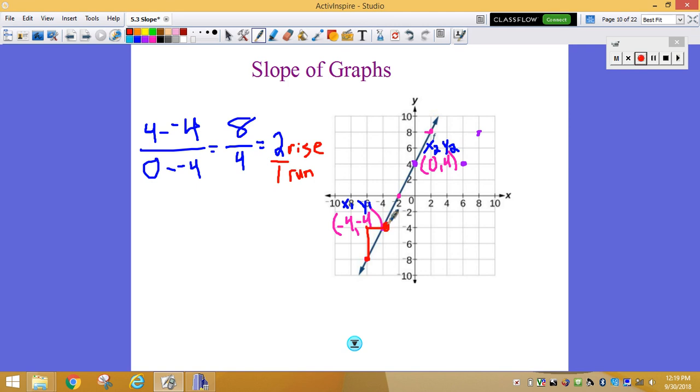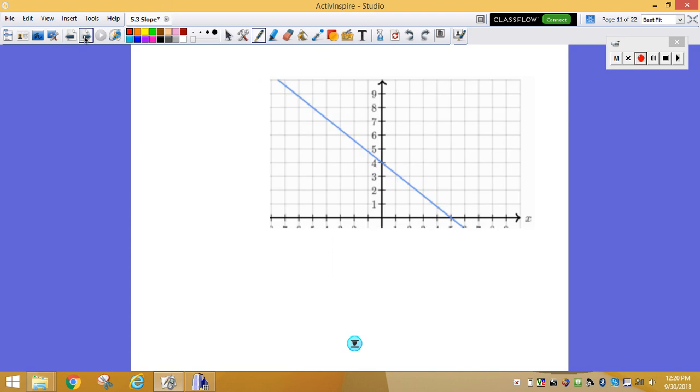And we could do it again. Rise 2, go over 1. And look, we're at the next dot. Rise 2, go over 1. We're at the next dot. So that's really what this slope is. It's telling us how many up and how many over to go so that we can connect these dots and make a line. All right, let's do another graph.